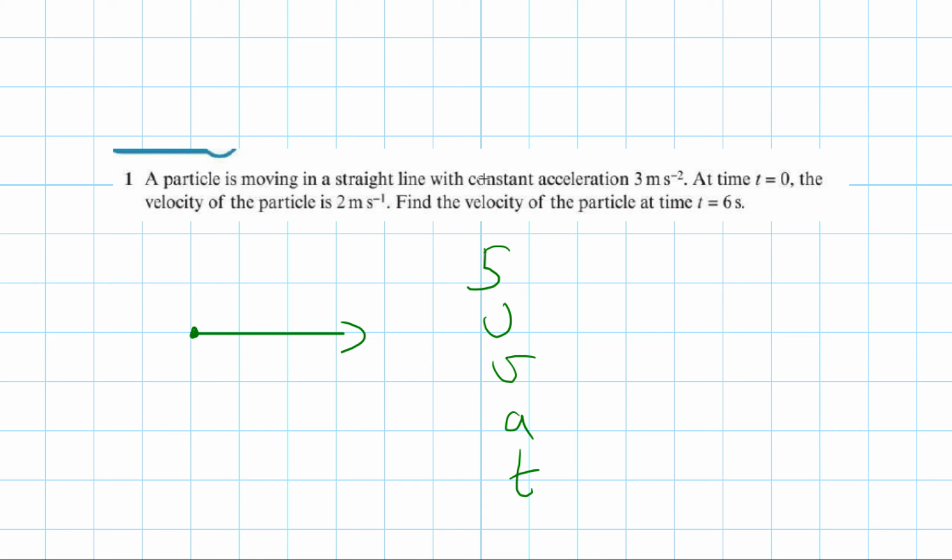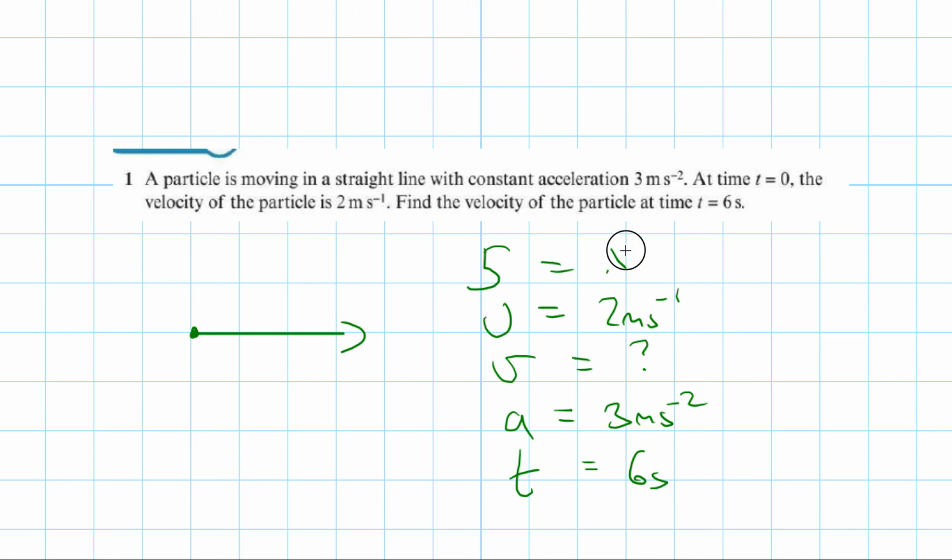So here's a straight line with constant acceleration, which is 3. So we know that our acceleration is 3 meters per second squared. At time equals 0, the velocity of the particle is 2 meters per second, so we know that our initial velocity is 2 meters per second. And find the velocity of the particle at time equals 6 seconds. So we want to find this value, and we've got 6 seconds.